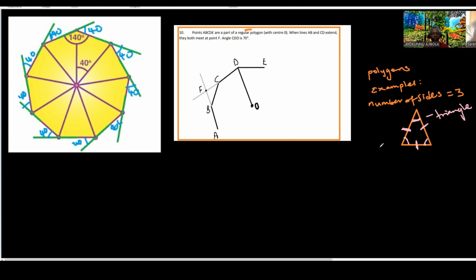And when you add the 3 angles together in a triangle, it must be equal to 180 degrees because angles are measured in degrees. Now, if they now said it is a regular polygon, regular polygon means all the angles must be equal.